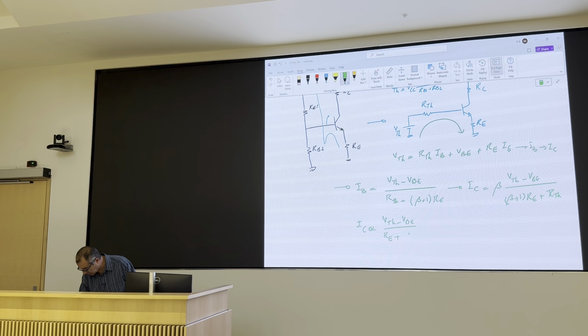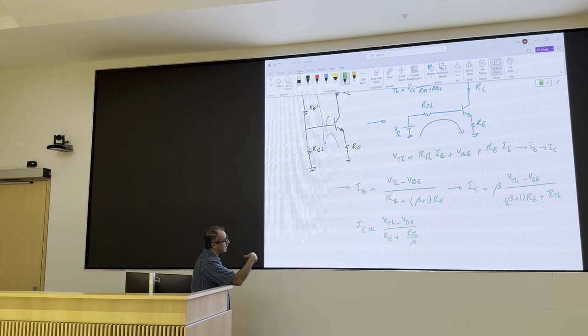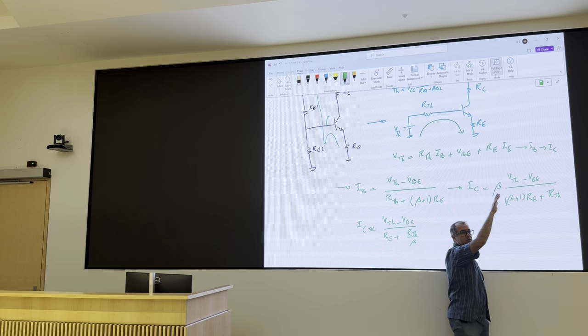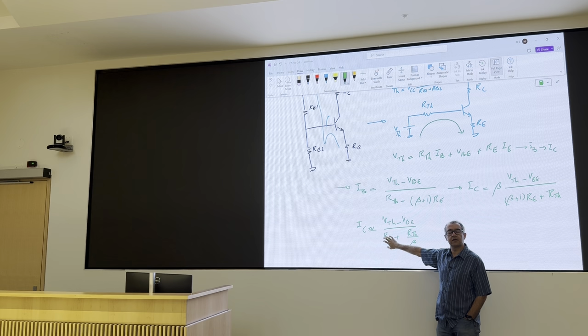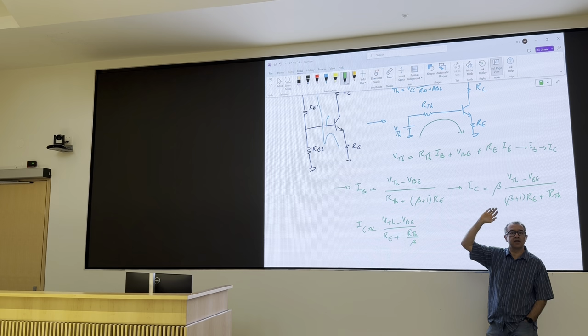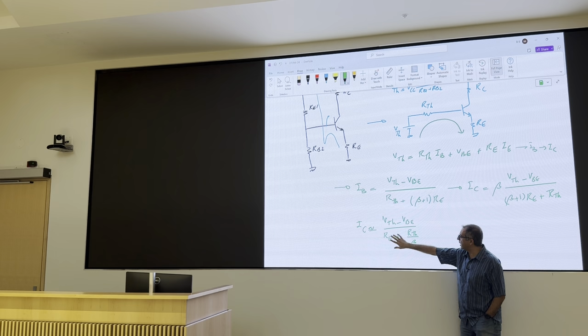Okay, so what I did is that I divided the denominator here by beta, and beta plus 1 over beta is almost 1. So that's one. Does RE divide by alpha? Isn't RE divided by alpha? Yeah, but I'm just saying alpha is 1. So that's why it is approximately that much. Okay? So it's RE plus R Thevenin divided by beta.